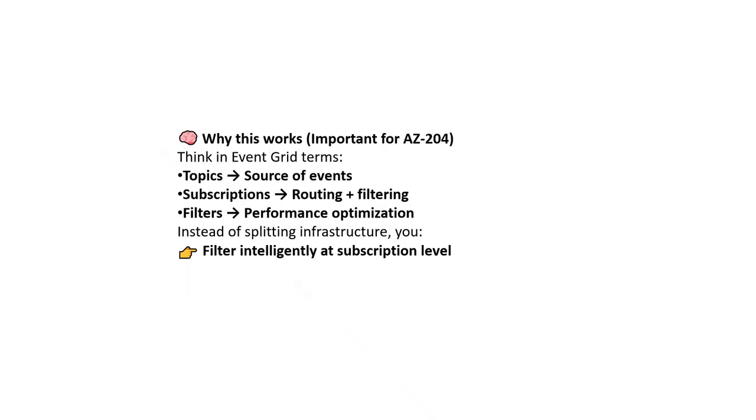So why is it important for AZ-204? Think of it in Event Grid terms. Topic is the source of events, subscription is routing plus filtering, and filters are performance optimization. So instead of splitting infrastructure, you filter intelligently at the subscription level itself. That is why it is important. Fine.